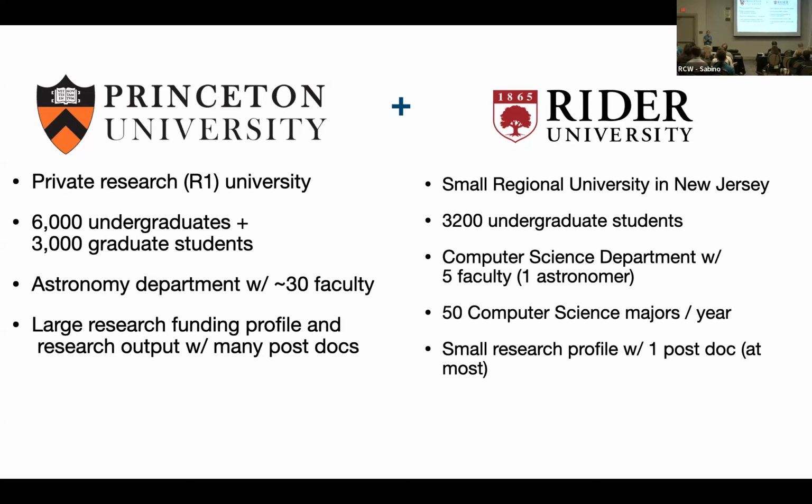And then Rider University is a small regional university in New Jersey. It has about 3,200 undergraduates. There are no physics or astronomy departments there. They have a computer science department with about 5 faculty and 1 astronomer in the computer science department. And they graduate about 50 computer science majors per year. And they have a small research profile as well.